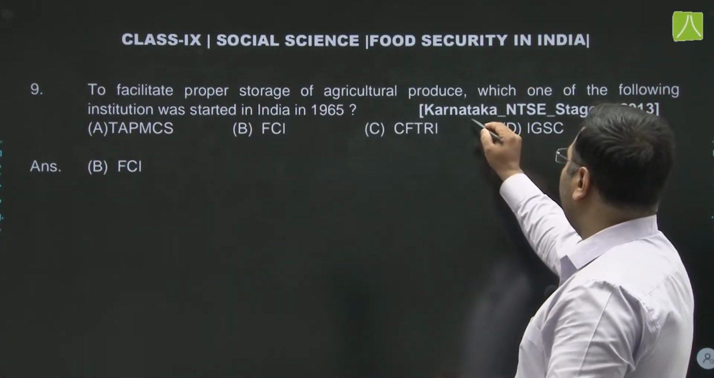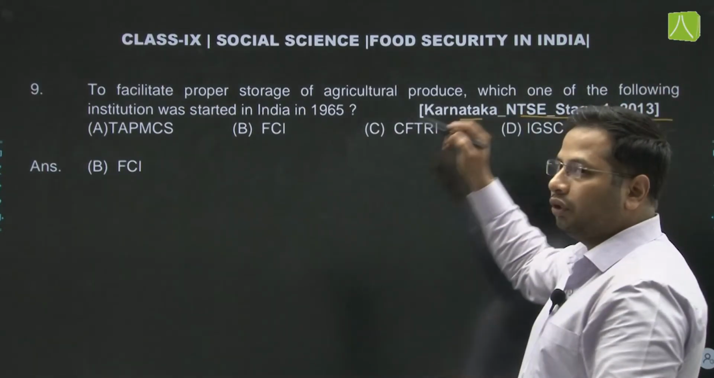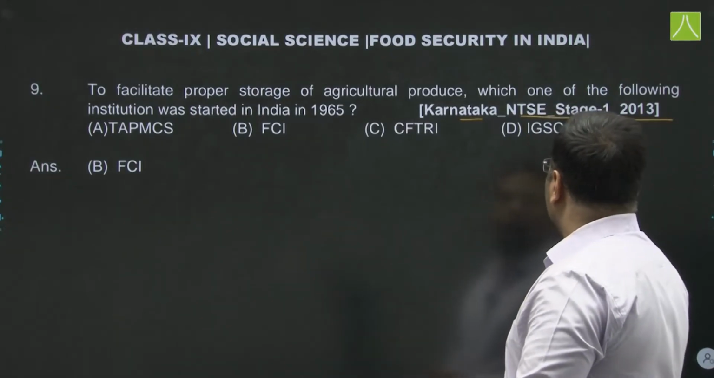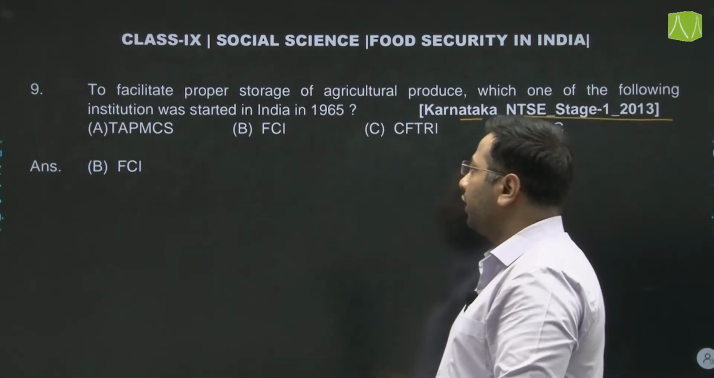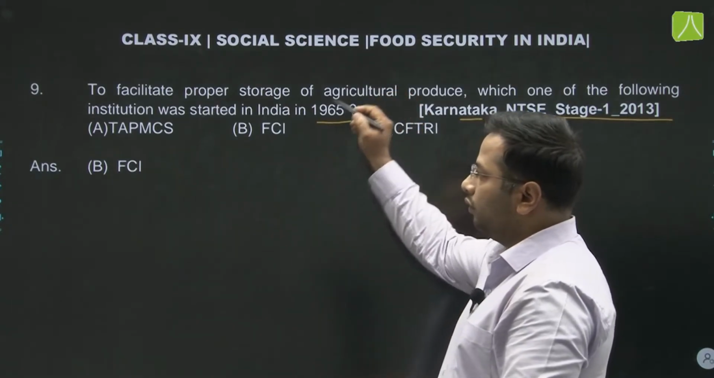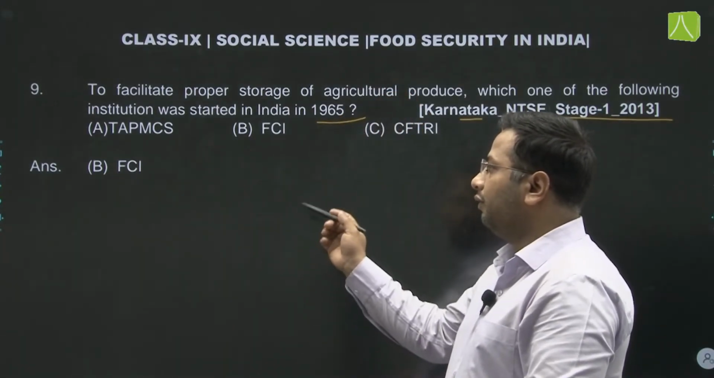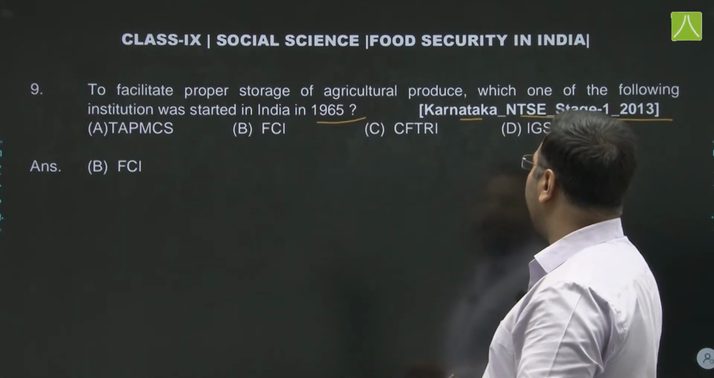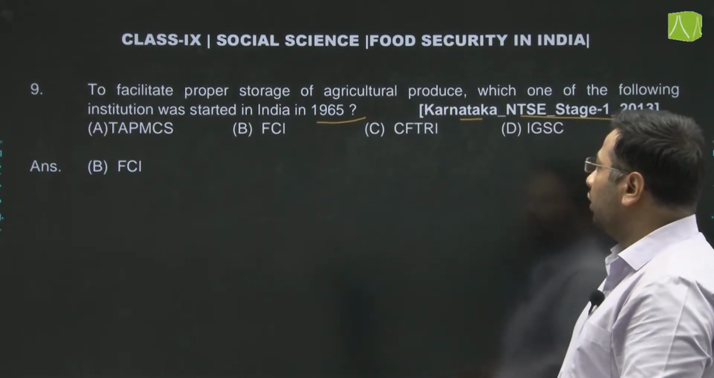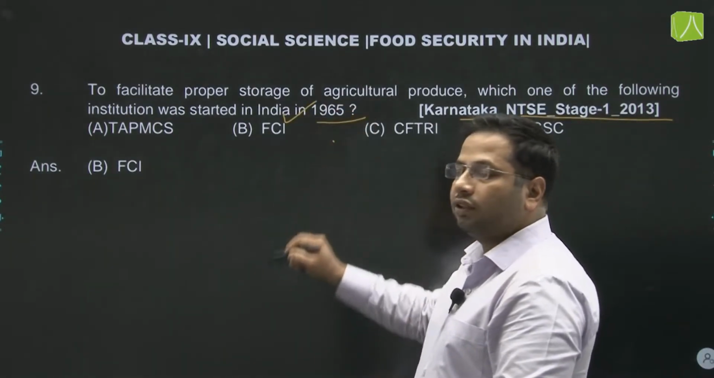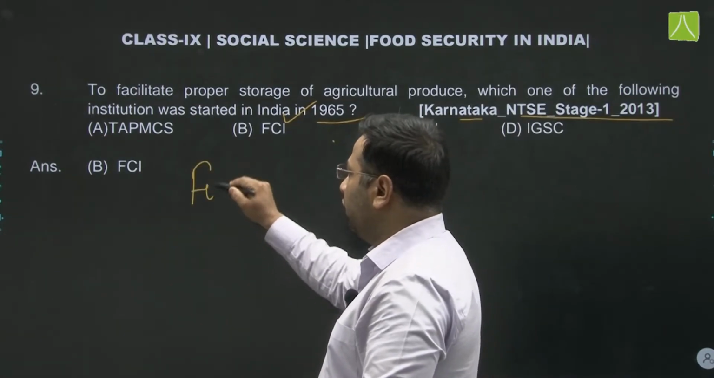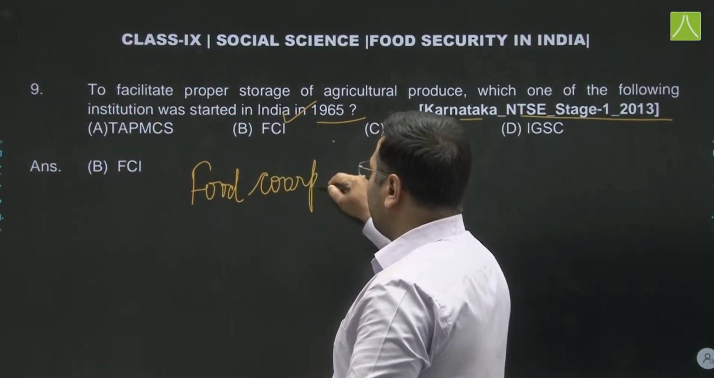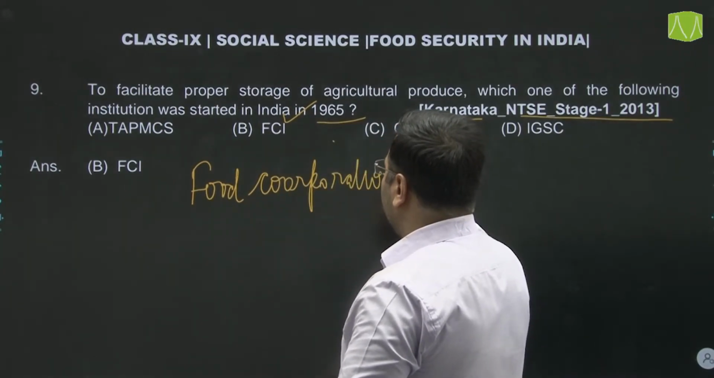We have this question in Karnataka stage 1 in the year 2013. To facilitate proper storage of agriculture produce, which one of the following institutions was started in India in the year 1965? The options which we have: TAP, MCS, then FCI, then FCTRI and IJSC. FCI is the correct answer, and FCI, as we already discussed, stands for Food Corporation of India.